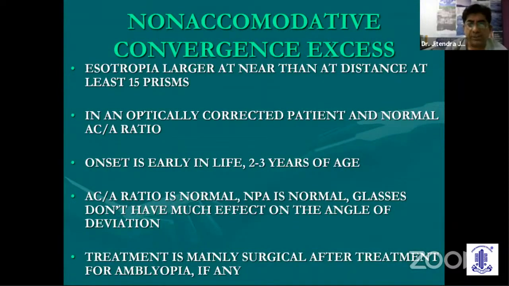There is a small subset of patients who have non-accommodative convergence excess, where esotropia is larger at near than at distance. In an optically corrected patient with normal AC/A ratio, this is known as true convergence excess, where the AC/A ratio is normal, NPA is normal, and glasses don't have much effect on the angle of deviation. So treatment obviously is surgical, and the treatment is bimedial recession because both the medial recti are mainly responsible for convergence.